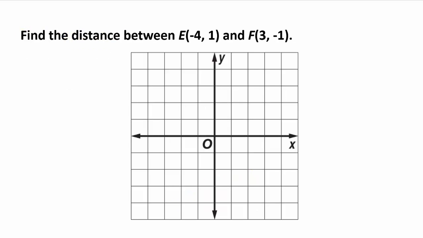So we're going to practice this by finding the distance between E and F. First, just to get an idea of what it is that we're looking at, we're going to plot these 2 points. So E is at -4, 1, and F is at 3, -1. So we're trying to find the distance between those 2 points.